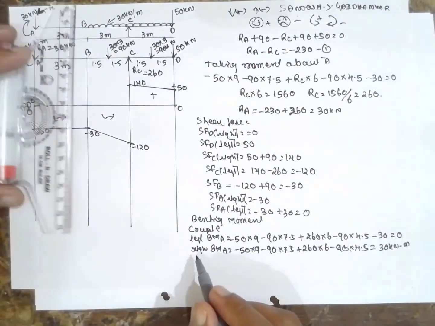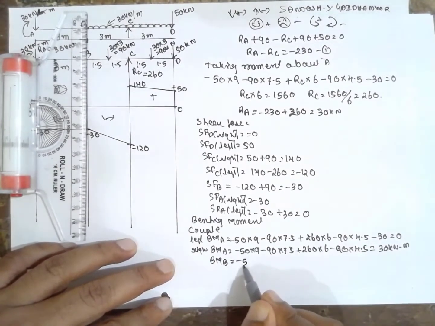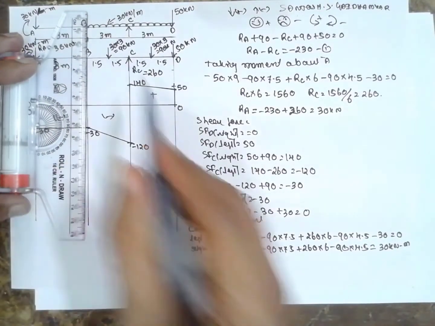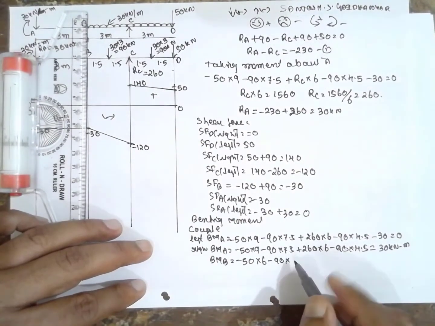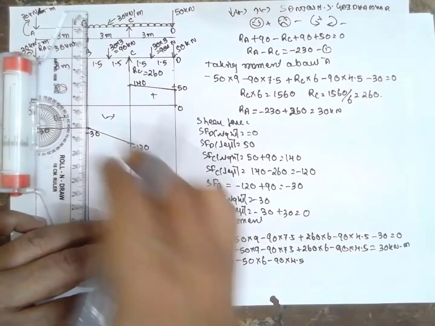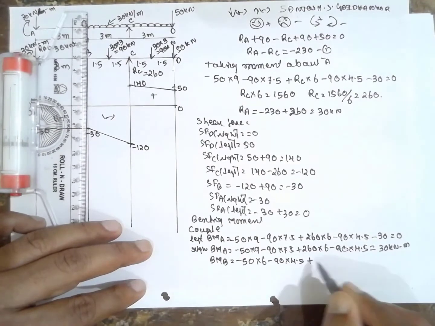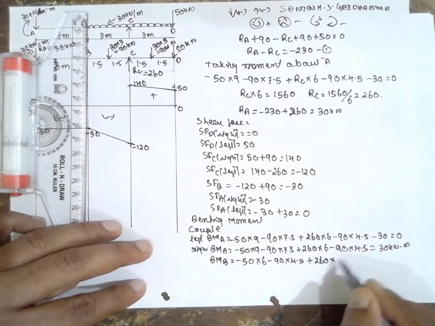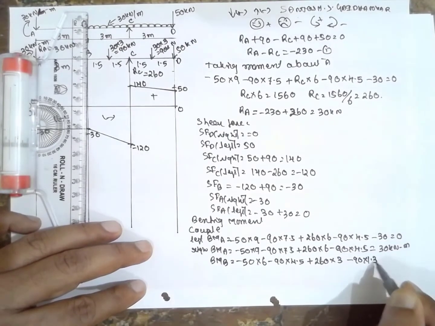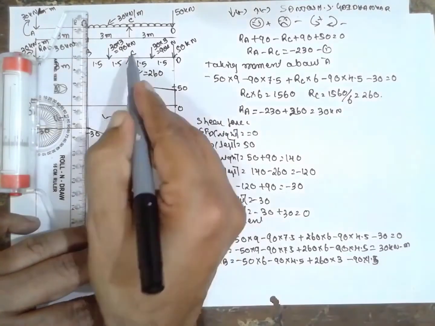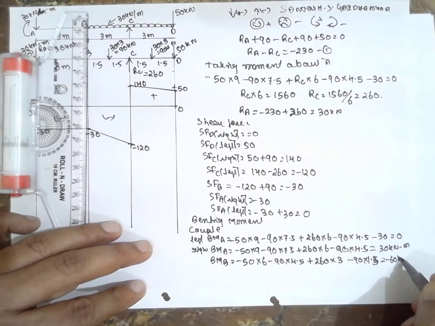Now bending moment at B. Minus 50 into distance will be 6. Minus 90 into distance 4.5, 3 plus 1.5, 4.5. Plus 260 into 3. Minus 90 into 1.5. If you calculate, the answer will be minus 60 kilonewton meter.